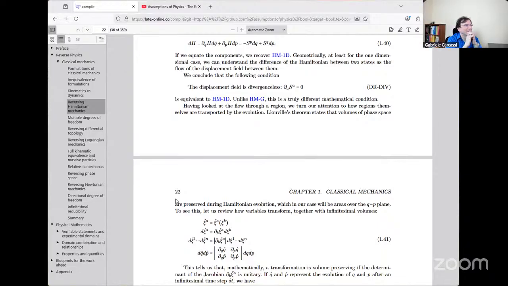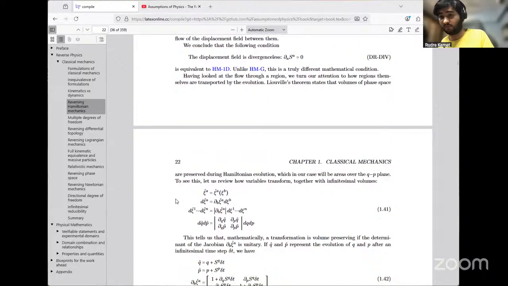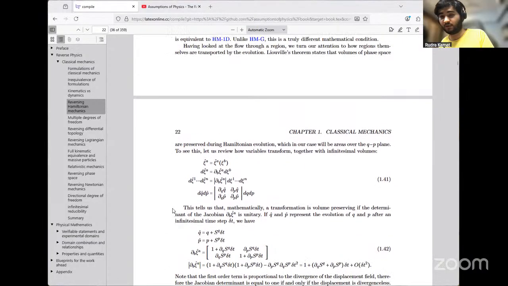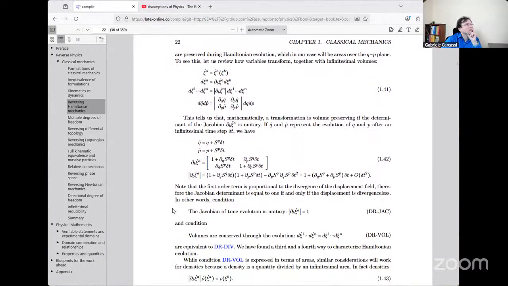Having looked at the flow through a region, we turn our attention to how regions themselves are transported by the evolution. Liouville's theorem states that volumes of phase space are preserved during Hamiltonian evolution, which in our case will be areas over the QP plane. To see this, let us review how variables transform together with infinitesimal volumes.